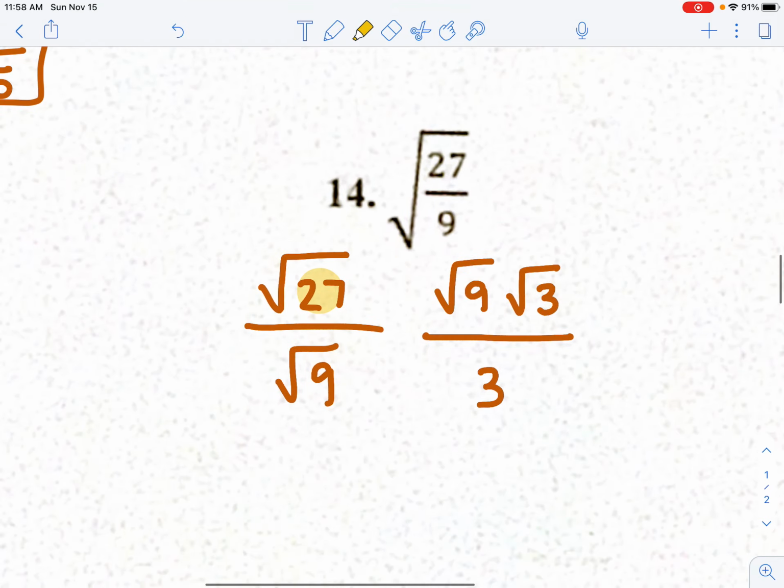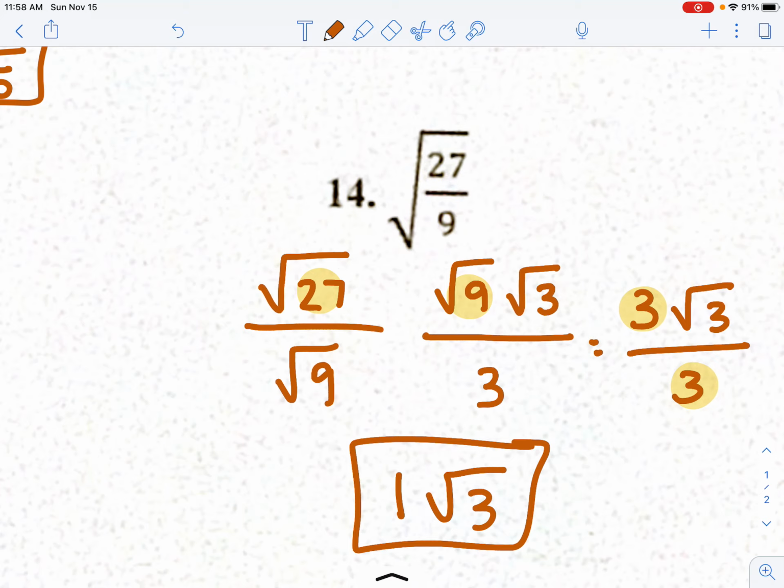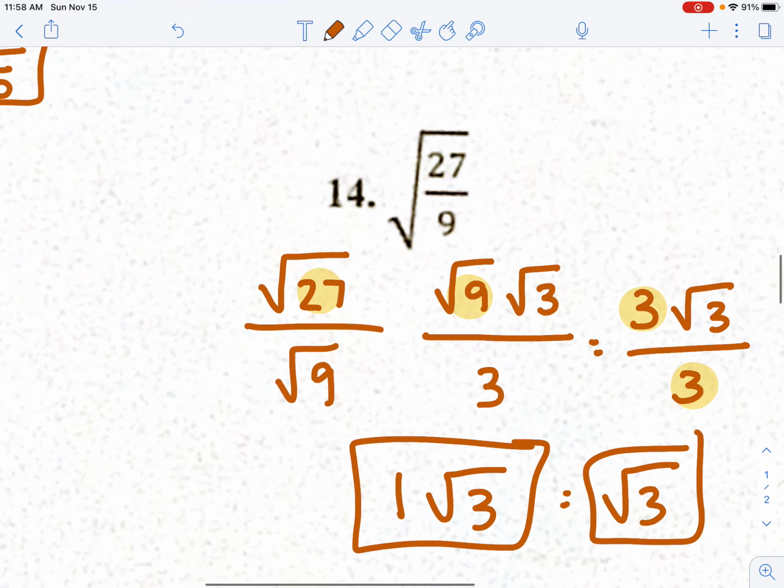I know that the square root of 9 is a perfect square. That is just 3. Up here, I've got the square root of 9. That is just 3 as well. So I've got 3 square root of 3 over 3. Look at those outside numbers there, those coefficients. 3 divided by 3 is just 1. So I've got 1 square root of 3 as my final answer. You could also just write this as the square root of 3 or radical 3. I would take either answer.